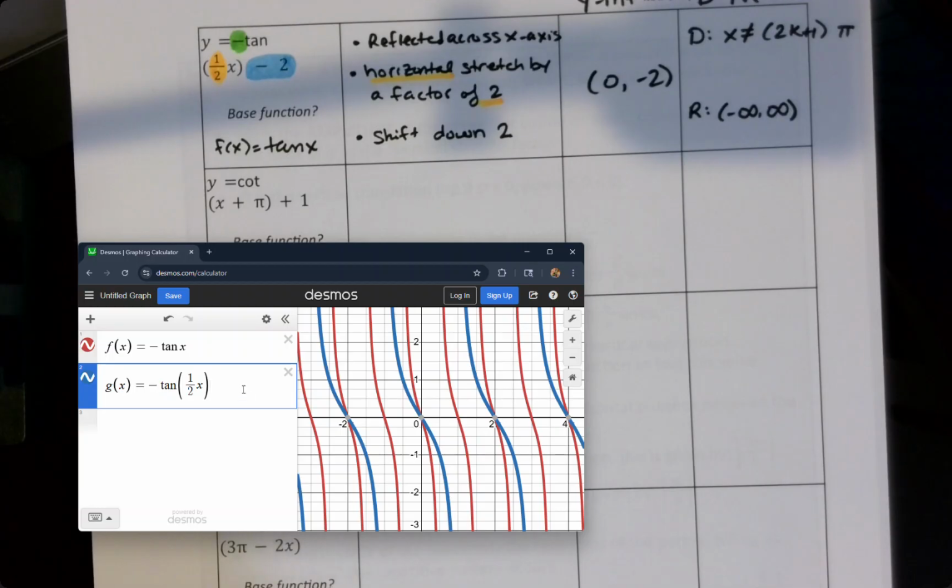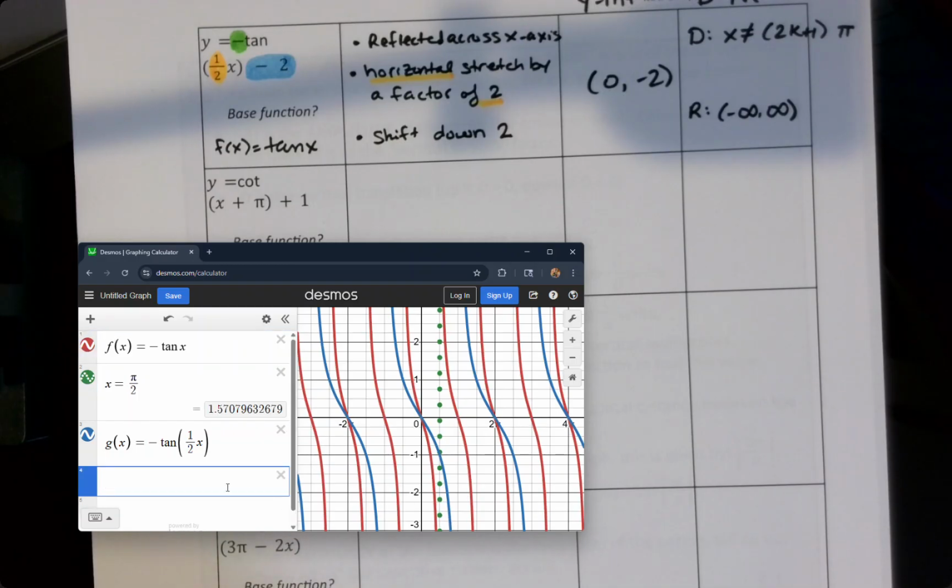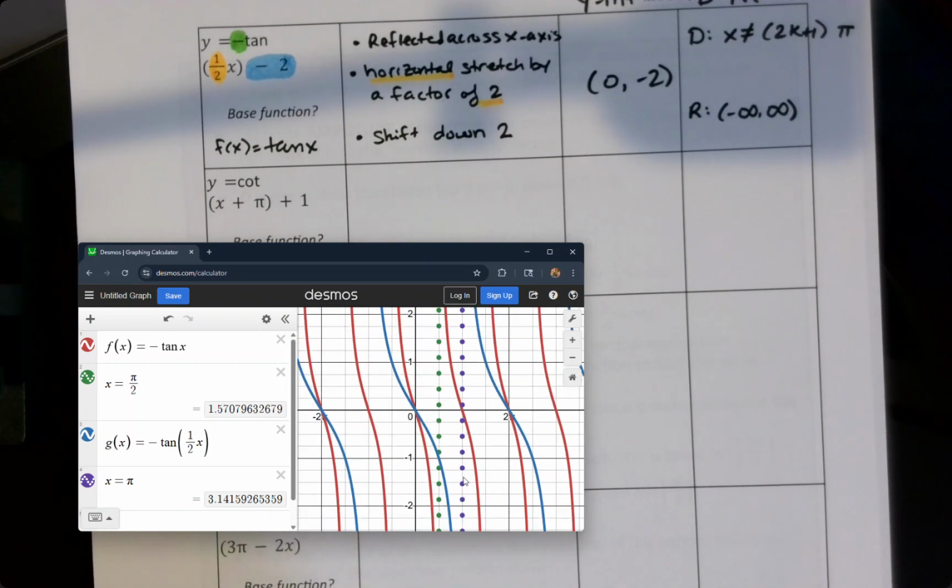And I should draw in the asymptotes as well. Let me just draw in one of the asymptotes for the original. It would have been at x equals pi halves. And so I'm going to dot that for an asymptote. That is an asymptote to the original red function. Twice that, x equals pi, is now an asymptote for the graph of the blue function, right? So we got twice as wide there for our asymptotes as well.